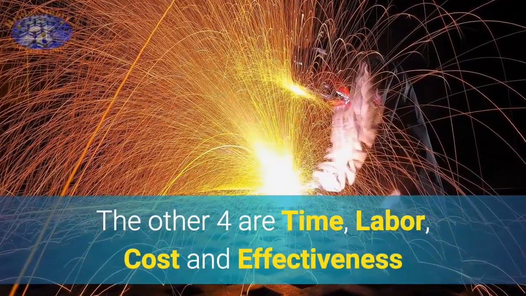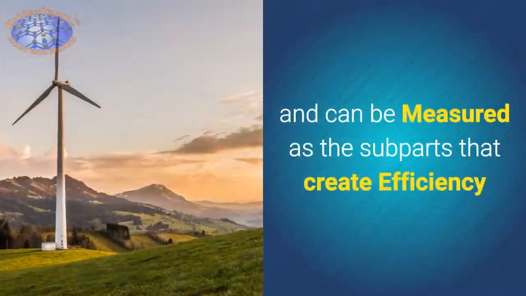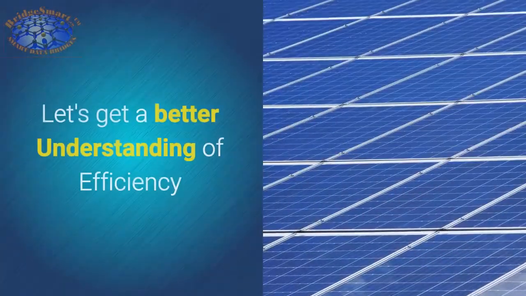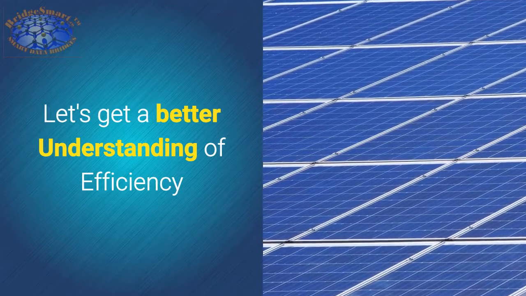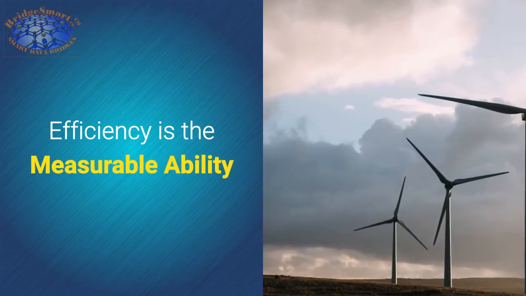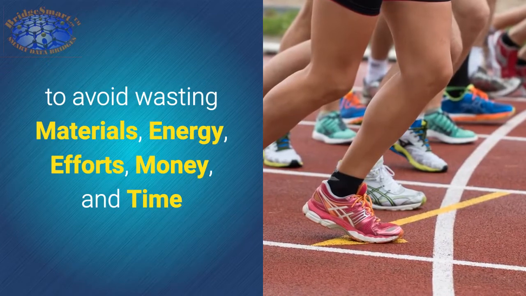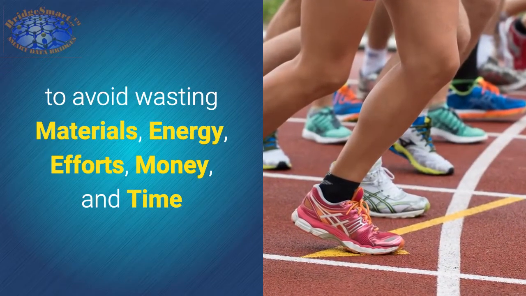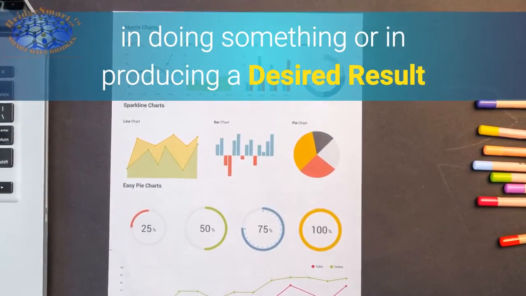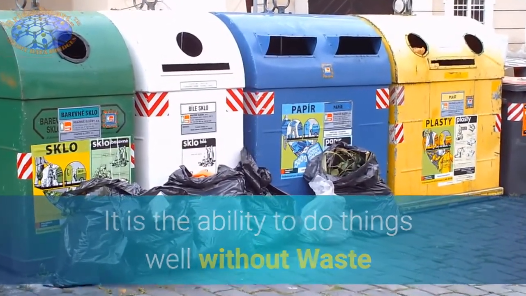The other 4 are time, labor, cost, and effectiveness, and can be measured as the subparts that create efficiency. Let's get a better understanding of efficiency and how it's created. Efficiency is the measurable ability to avoid wasting materials, energy, efforts, money, and time in doing something or in producing a desired result. It is the ability to do things well without waste.